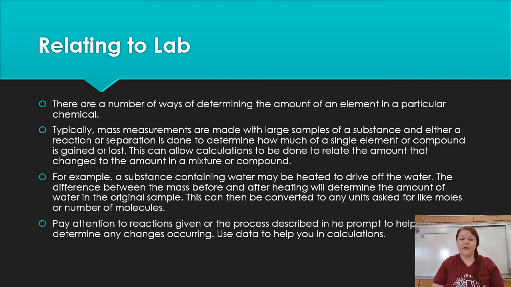The big thing here is, if you're given a lab situation, pay attention to any chemical reactions given. Look at states of matter. If something is a gas, that means it's leaving, so we're getting rid of that. That's going to be the piece that's reducing the mass. Look at the process described in the prompt to help you determine any changes occurring. Are they separating, filtering, or heating, or what are they doing to separate things? Then use the data that's given to help you in your calculations, to figure out what the differences are. So this should help you in your practice.